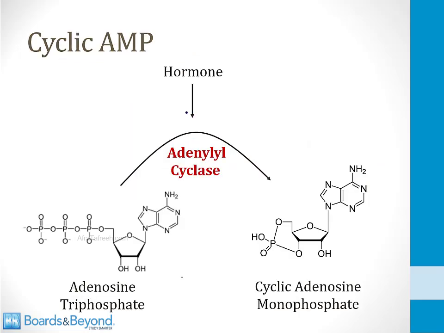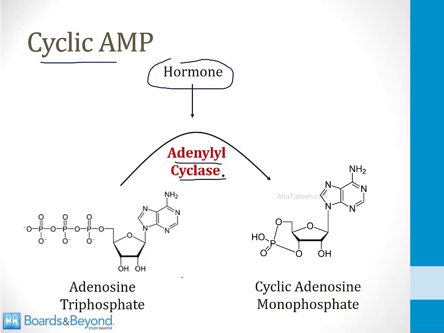So now we've talked about receptor tyrosine kinases. We've also talked about JAK-STAT systems. What I'm going to do now is talk about second messenger systems, and we'll begin by talking about cyclic AMP. So some hormones can activate the enzyme adenylyl cyclase.